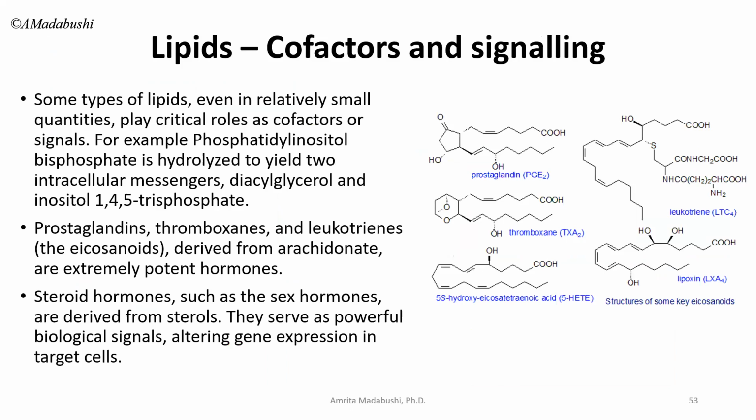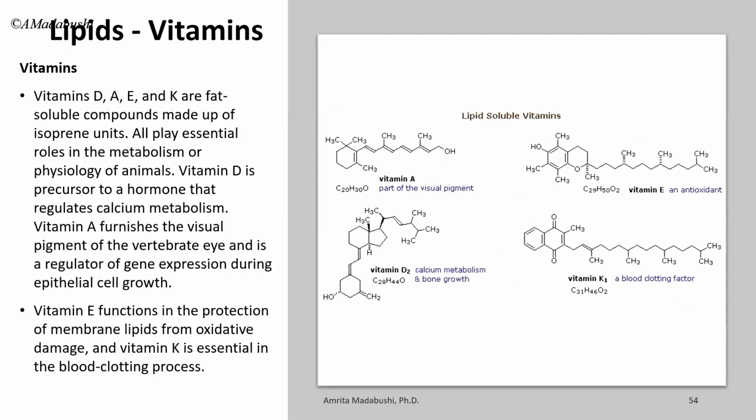Some of them are really important in terms of hormones. So what do they do? For example, they can be vitamins. Vitamin D, A, E, K, all of these are fat soluble compounds, and they are very different. A, E, D and K are all quite different in their functionality as well as in their structure. And you can read about the function from here.